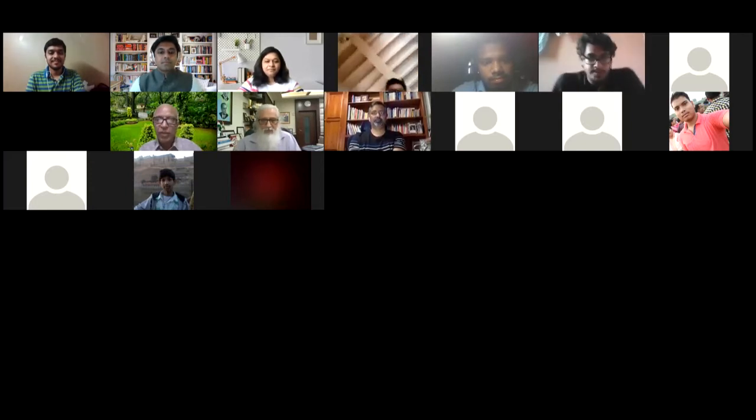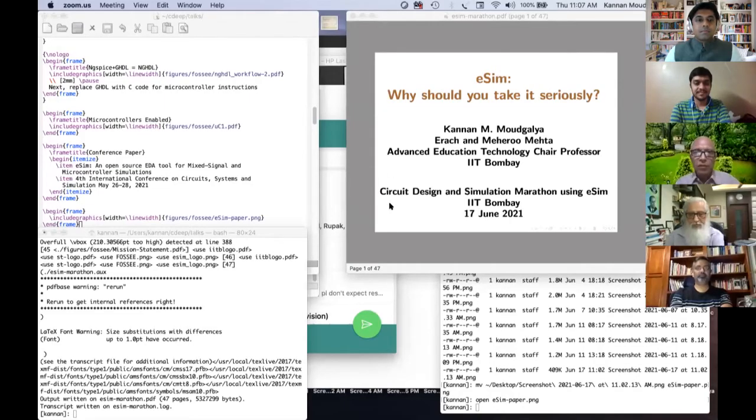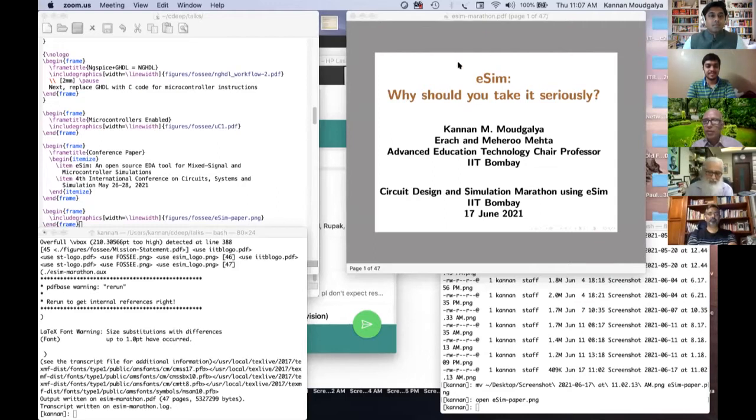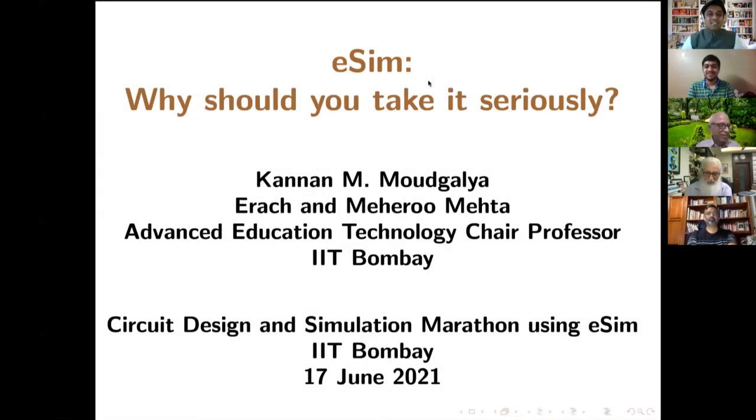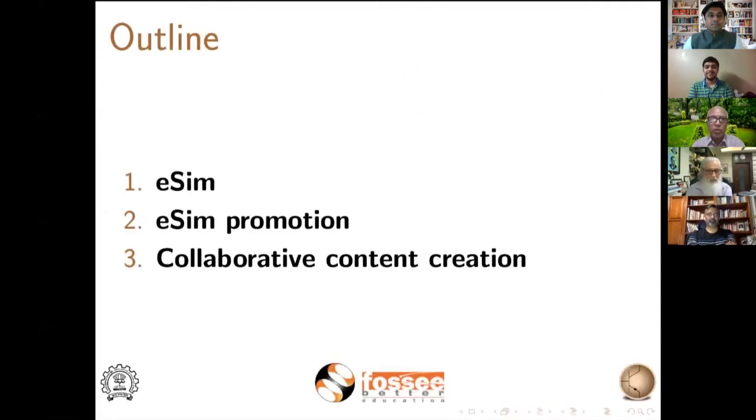Let me share the screen. Okay, you can see my screen, right? Yes, we can also see you have done some coding work in the background. Yes, it's LaTeX. My desktop is generally messy, right? So I'm going to talk about this eSim. Why should you take it seriously? I will take about somewhere between 5 to maybe 10 minutes max, just to give an overview of what we are doing.